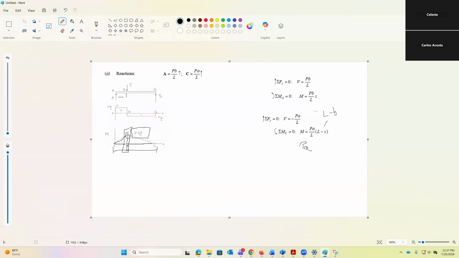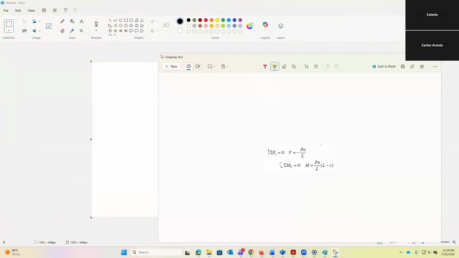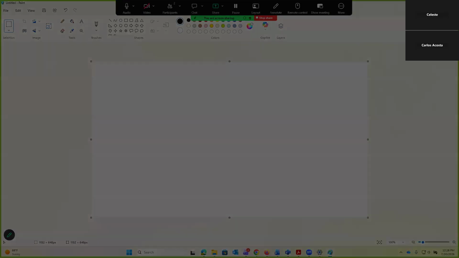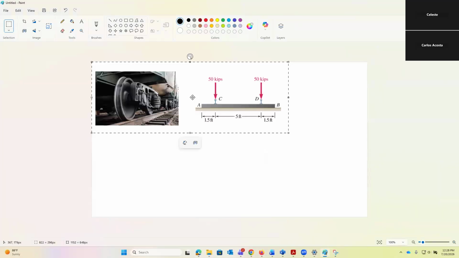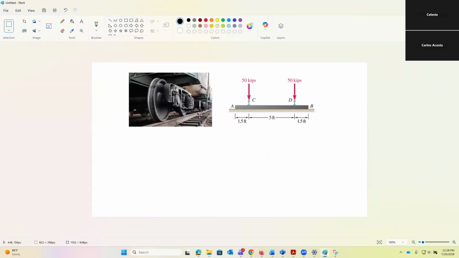Okay, let's do the other one. The other one is a little bit more challenging. So problem 2, we're going to do an actual engineering problem. Where is my screenshot thing? All right, captured screen. Okay, so this is an engineering problem that is actually pretty interesting.